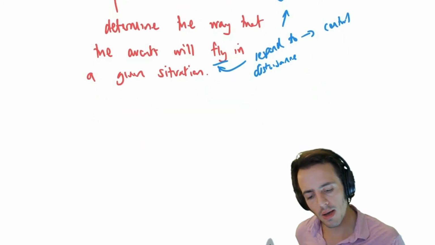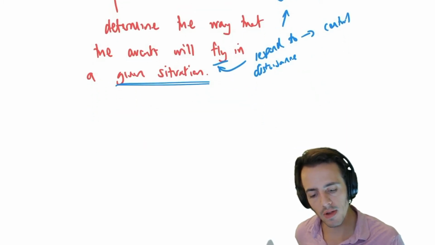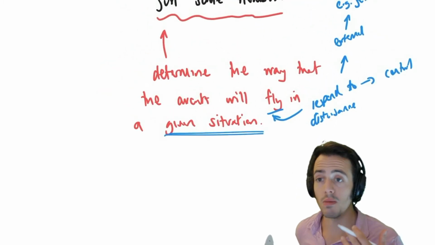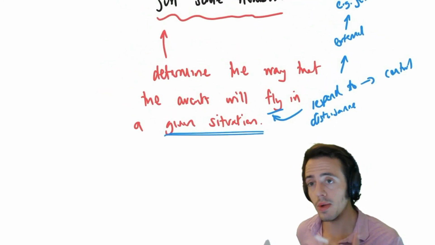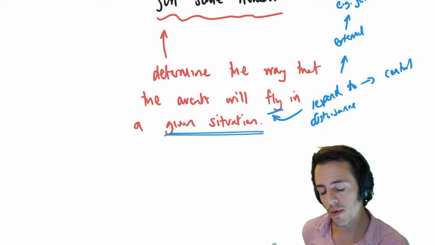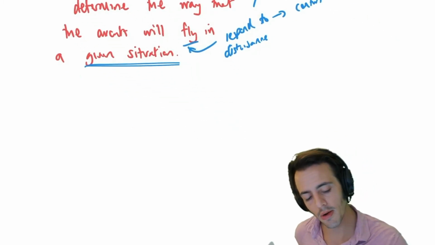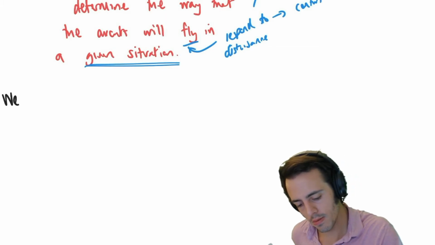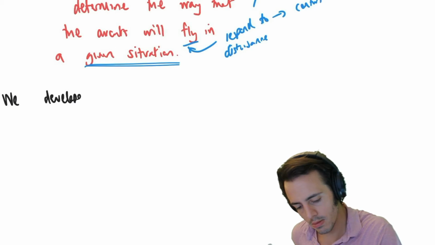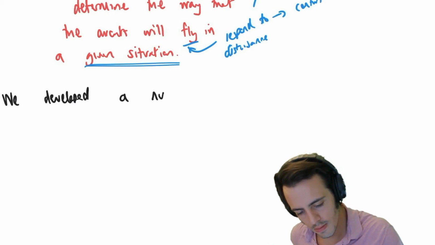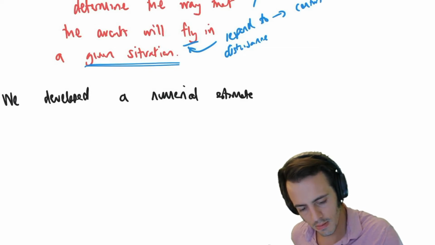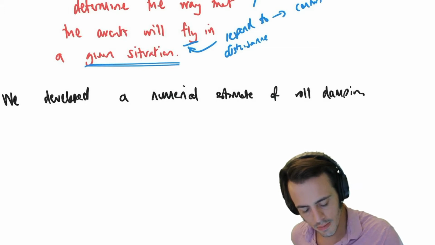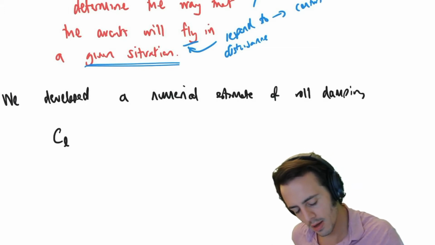But I put here that they determine the way the aircraft will fly in a given situation because they are just some numbers. And we introduced how we could look at some examples of how we can determine them. So we went through looking at the roll damping. Roll damping was CLP.